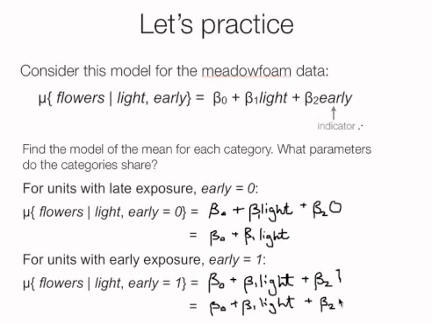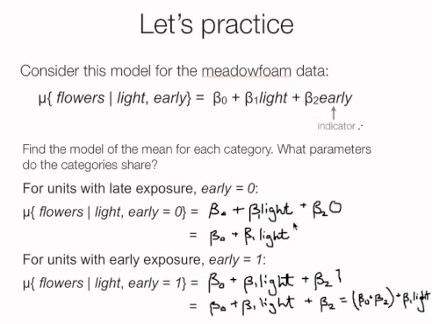We might rearrange this further and group together the terms that don't involve the light variable, in which case we'd have beta 0 plus beta 2 plus beta 1 times light. And once again, we see that this model for the mean number of flowers for the units that get the early exposure is again a straight line function of the light variable. This time the intercept is beta 0 plus beta 2, and the slope is beta 1.